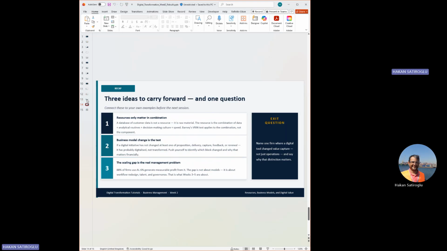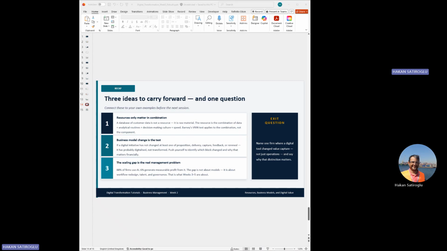So some of the three key ideas. Because these are really good elements, I think we should read them. Resources only matter in combination. A database of customer data is not a resource. This is the element. So how you evaluate those, how you analyze them, how you use them in your decision making process are important.